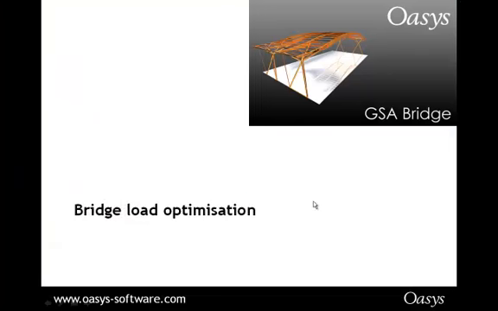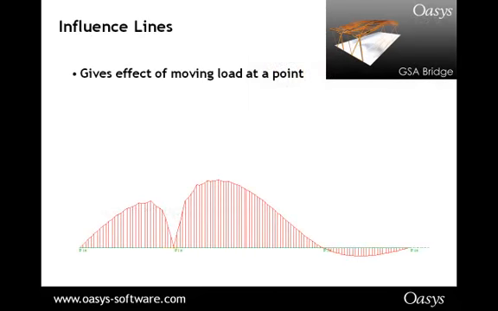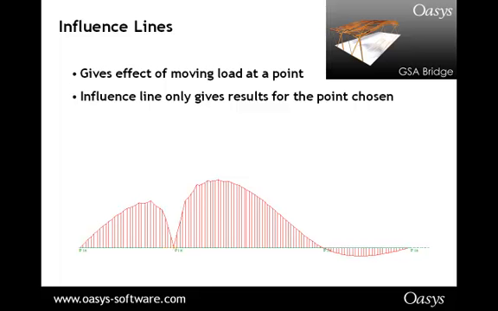So, bridge load optimization. One of the important things to go on the bridge loads is something called the influence lines, which is basically looking at the effect of loading at a given point, and of course they're only looking at results for that given point. This influence line is obviously for a moment at this support point, and you can see this span has some effect. Loading this span has more effect. Loads over this span has a negative effect. So you can see where best to apply the loads.